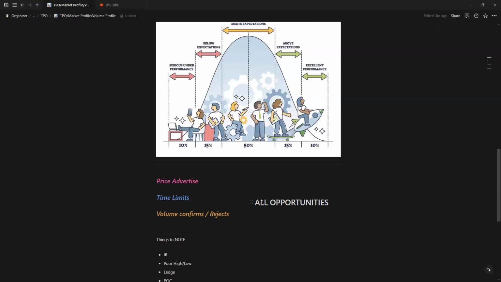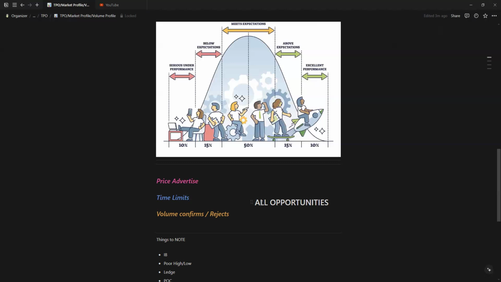If it's at an all-time high and people are still buying, then volume is confirming that we are getting accepted and people are still interested. It's not that it's at a premium; we will go for the higher premium. So price is just advertising, time is limiting the opportunity, and volume is confirming. So either we will reject or we will come back.